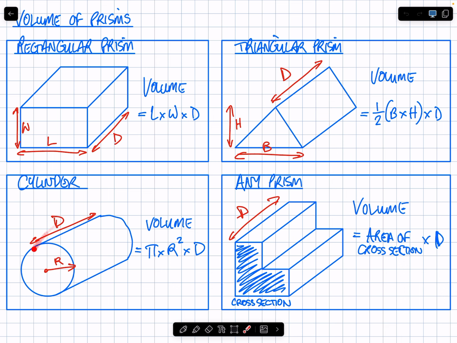A cylinder here. What's on the end of a cylinder? Good. And what is this formula for? It's the area of a circle from last week, times by the depth. Then here, I haven't given you a formula for an L shape, but if you can find the area of the L shape and times it by how deep it goes, you'll have the volume of that prism. Can you get those 4 down, please?